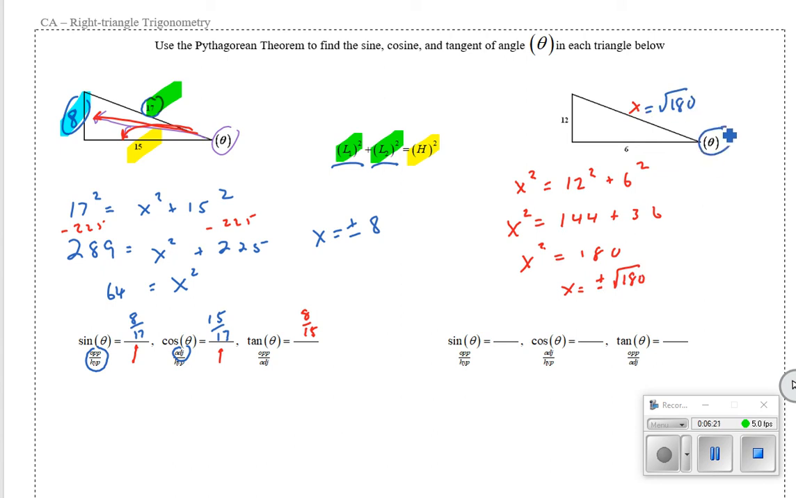So for that angle, the sine is the opposite, and the opposite side on that angle would be 12 over the hypotenuse. The cosine is the adjacent, 6 over the hypotenuse, and the tangent would be the opposite over the adjacent, 12 over 6, or just plain 2. Either way is fine.